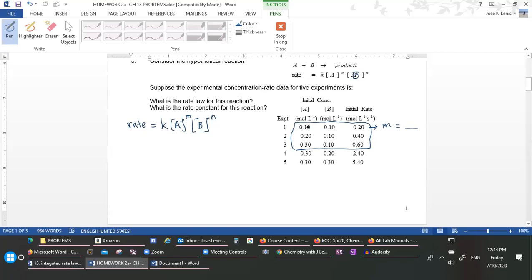We keep this constant, and we're going to change only the concentration of A. First change. We double the concentration of A, and let's see what happened with the rate. What happened here? It doubles too. So that means from here, you duplicate the concentration, and notice that here also the rate doubles. Right away, we know this is first order.